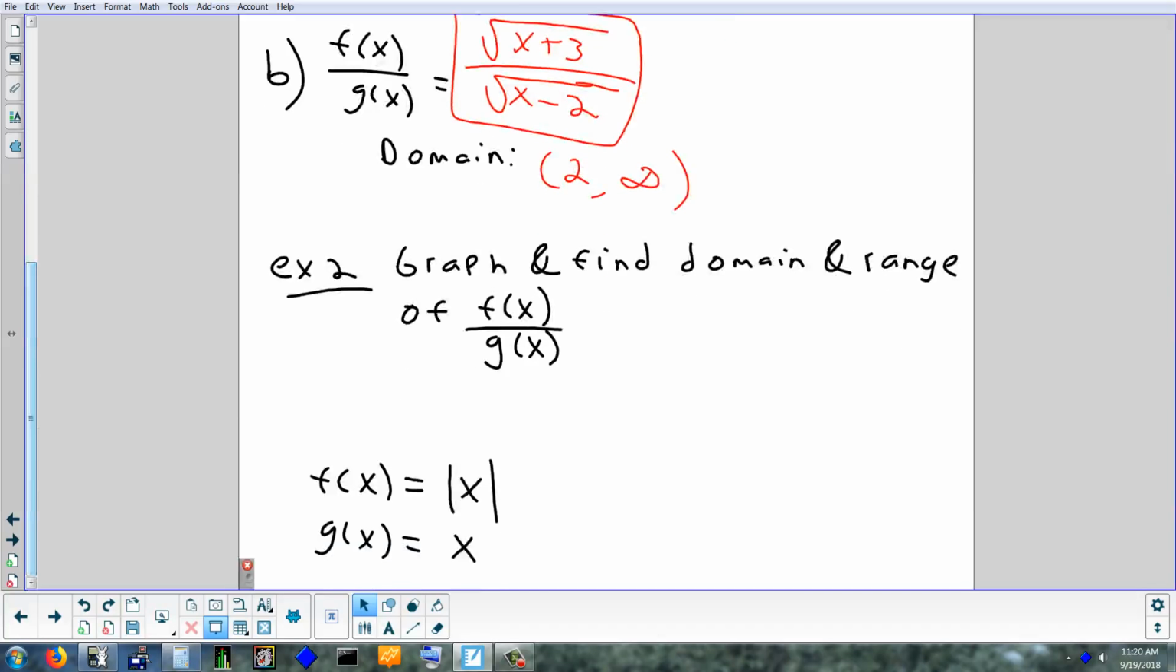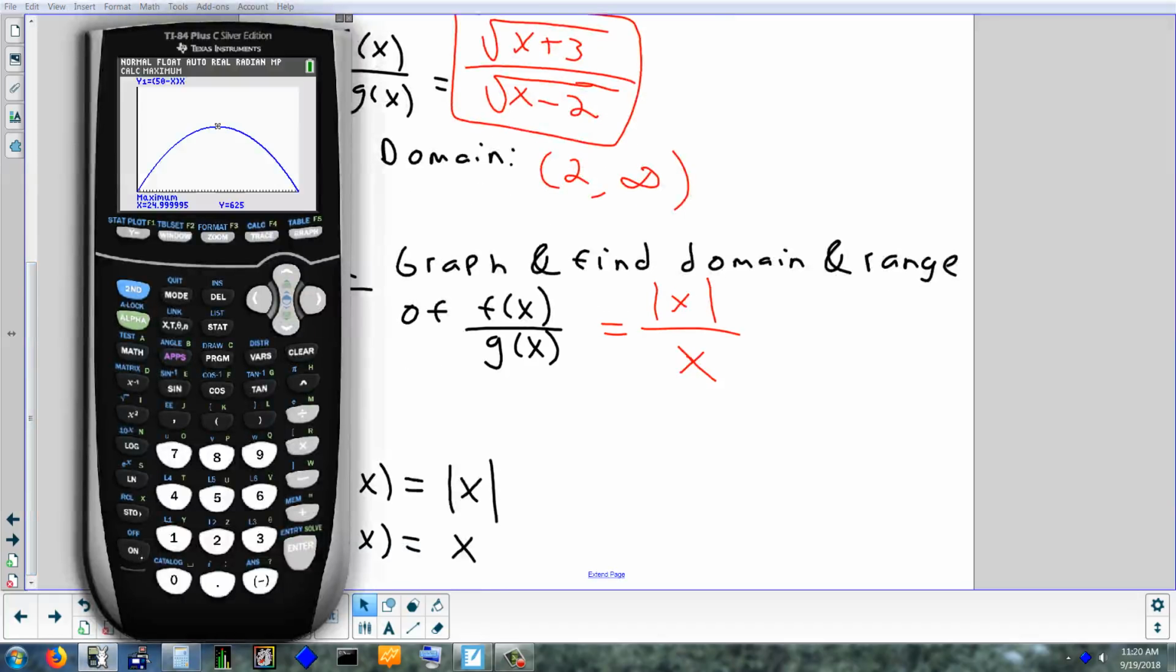So this one says to graph and then find the domain and the range. Okay, I want to show you this because I'm not sure if I've shown you where absolute value is in the calculator yet. You did. I did? Okay. Well, then I'll ask somebody to tell me where it is. So it's f of x divided by x.